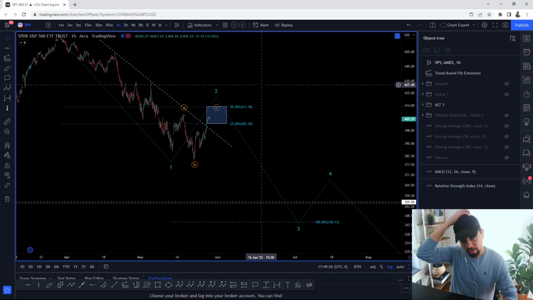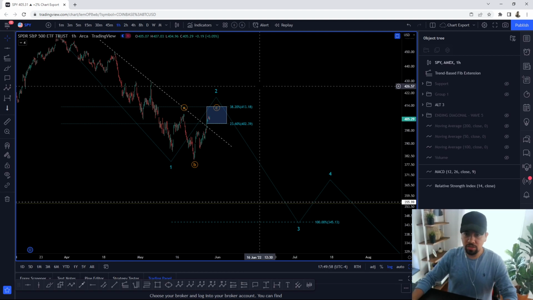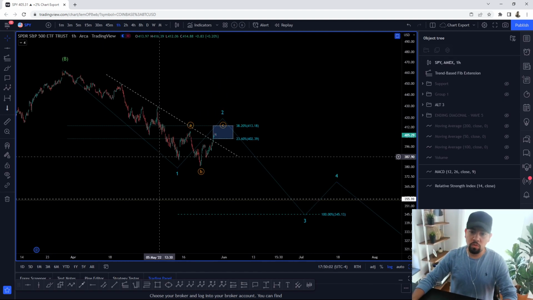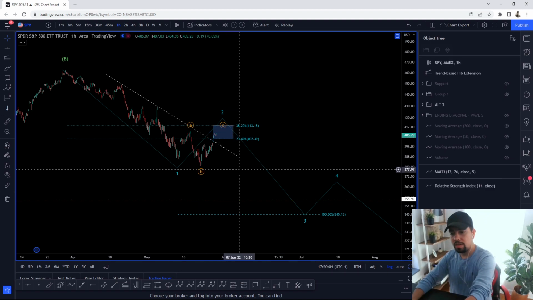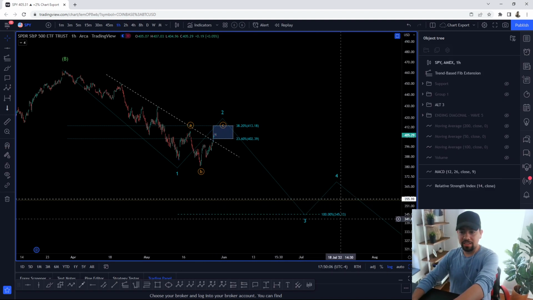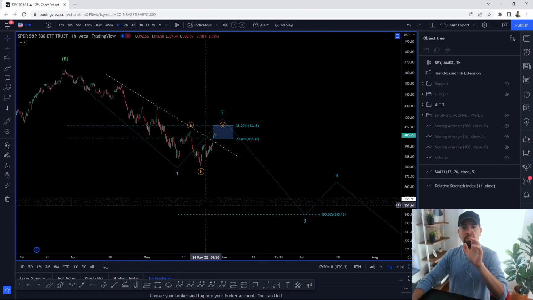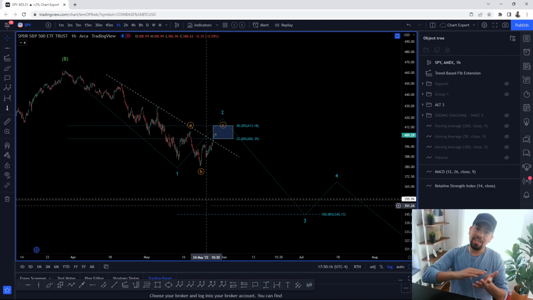Now, what are those targets to the downside? The downside target is 345.13. So where do I get this number from? This number is derived from the extension of wave one and two, which is a quality of wave three. The 100% extension, as you can clearly see here, is 345. So wave one and wave three will be equal to each other in length. That will bring us down towards the 345.13 before we can see a counter trend rally in the wave four before our next leg lower into the wave five.